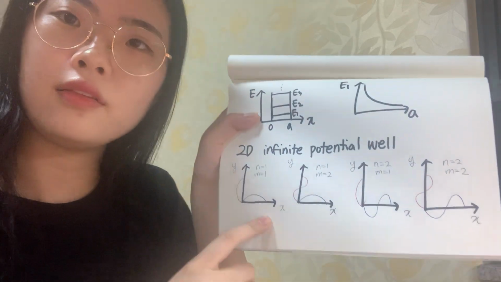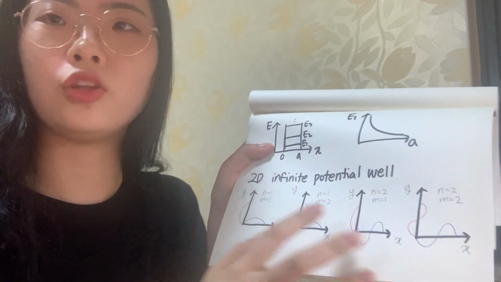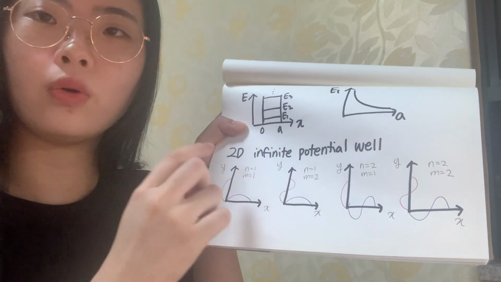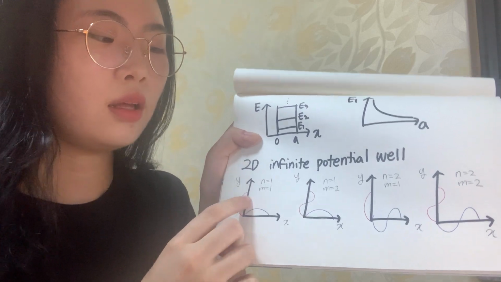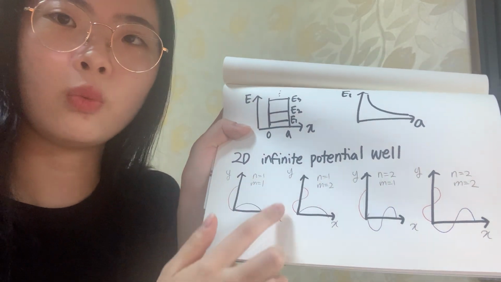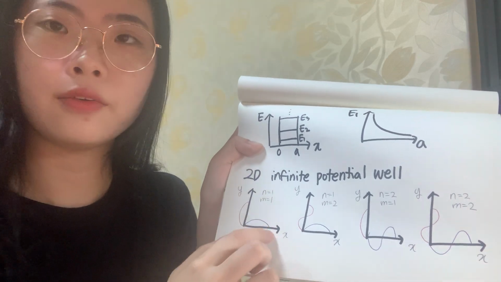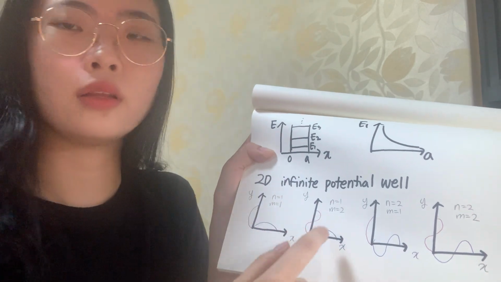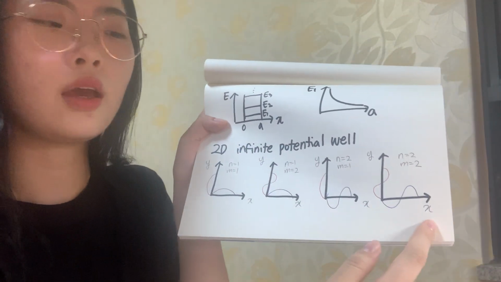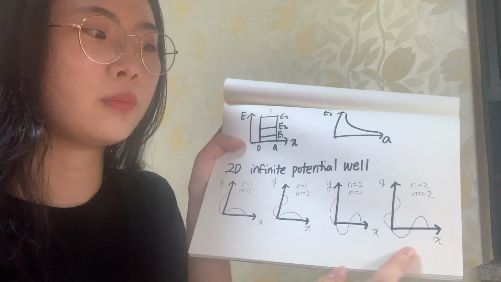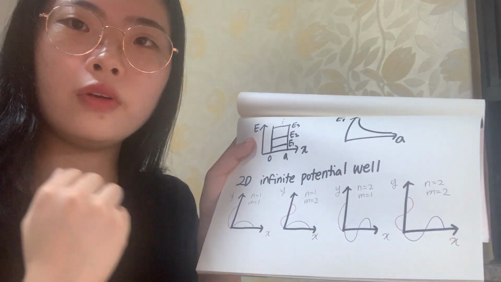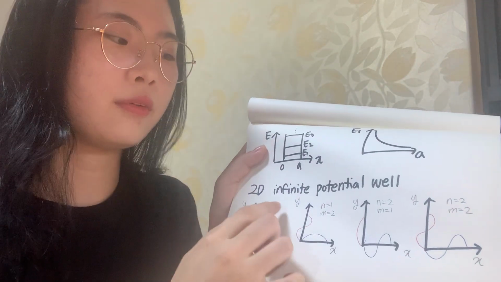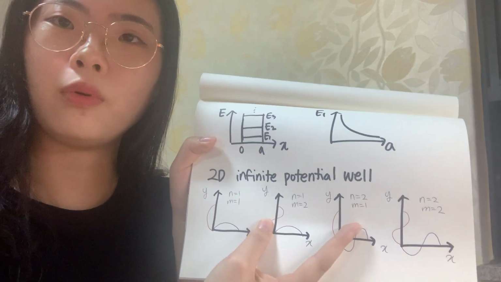Then let's draw an infinite potential well in 2 dimensions. We can put other numbers in n and m. So if n is 1 and m is 1, x and y have the same graph. But if we put other numbers in n and m, we can draw another graph like this. So if you put some number in n or m, you can draw a graph like this in the infinite potential well.